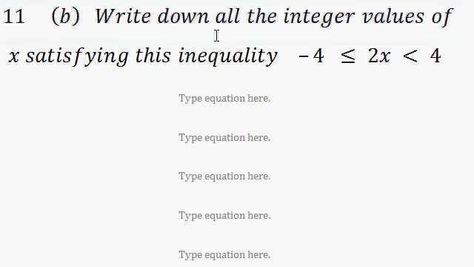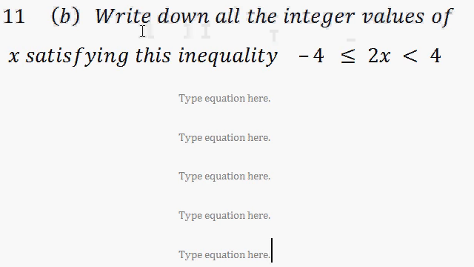Question 11b, write down all the integer values of x satisfying this inequality. Minus 4 is less than or equal to 2x is less than 4. Pause now, try to do the question, and unpause to see how it's done.